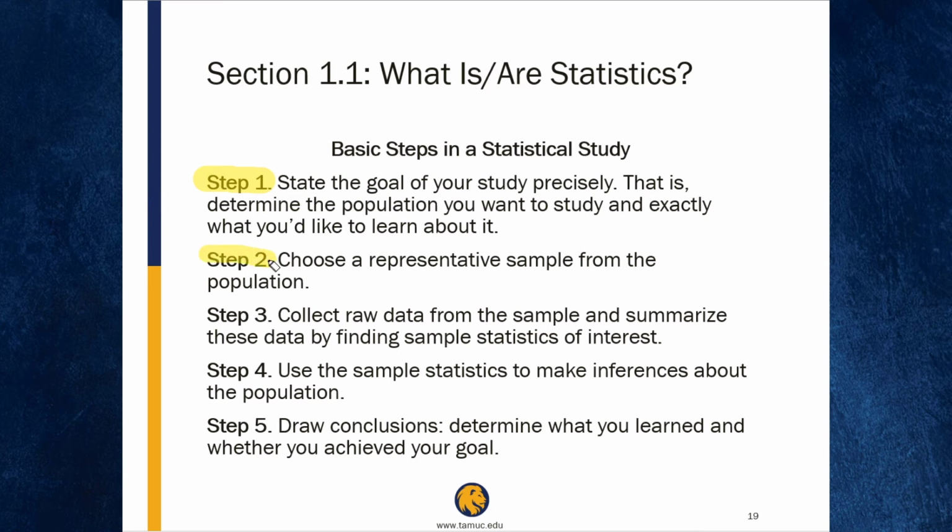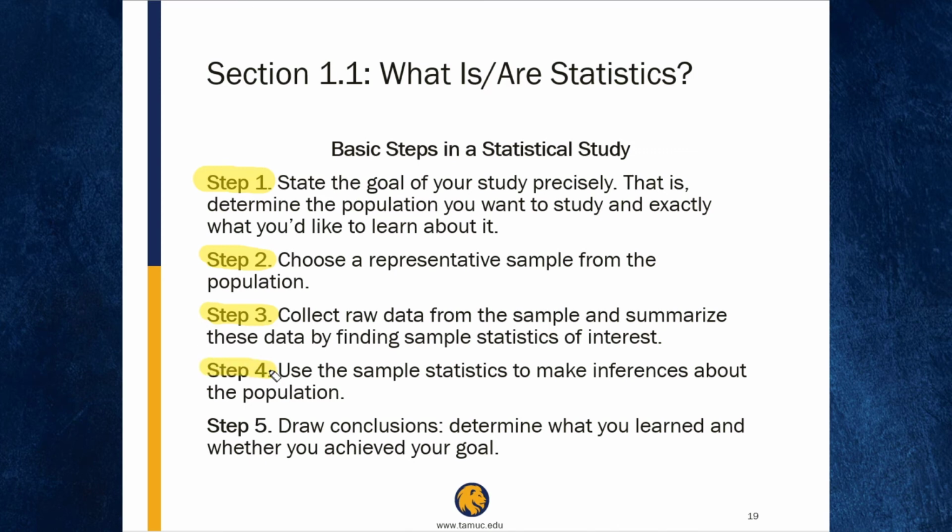And then step 2 is a very important step we'll talk more about as we go along, and that's choosing a sample which is representative of the population. We want our sample to closely mirror what the population looks like as a whole. And then step 3, once we have that taken care of, we can collect data from the sample and summarize this data by finding sample statistics that are of interest.